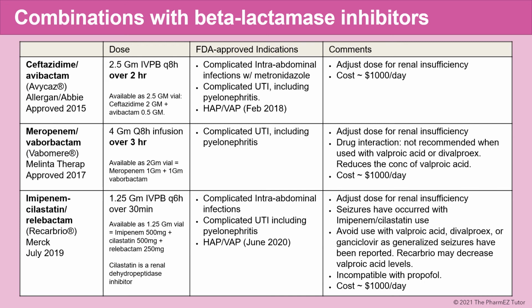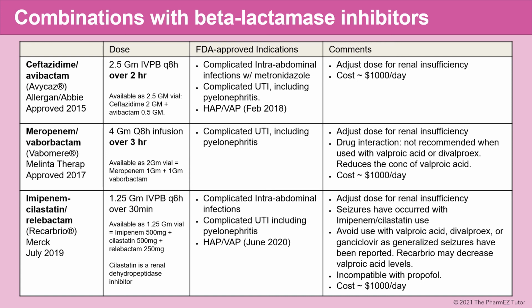We need to adjust the dose for renal insufficiency, and as we know in the past, seizures have occurred with imipenem cilastatin use. This drug also needs to be avoided when used with valproic acid, divalproex, or ganciclovir, as generalized seizures have been reported. The drug may decrease valproic acid levels. Also, Recarbrio is incompatible with propofol, so it can't be given in the same line as propofol. The cost is approximately $1,000 per day.